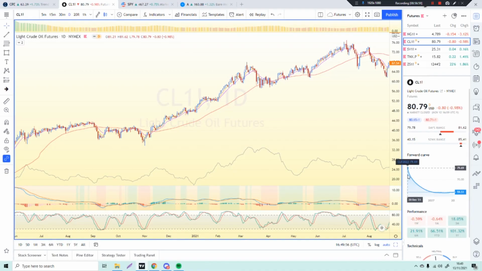I know you get these forward curve things, and you see all the different contracts as you flip down through them. They are essentially what the forward contracts are priced at. Some of these are way into the future though. So I'm guessing they're assuming that oil by 2027 is going to be $60 a barrel at the moment.